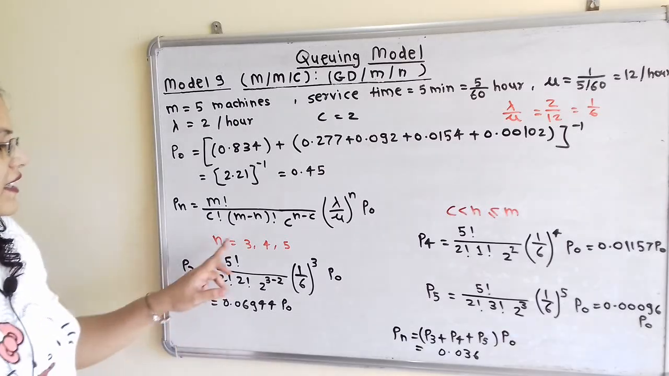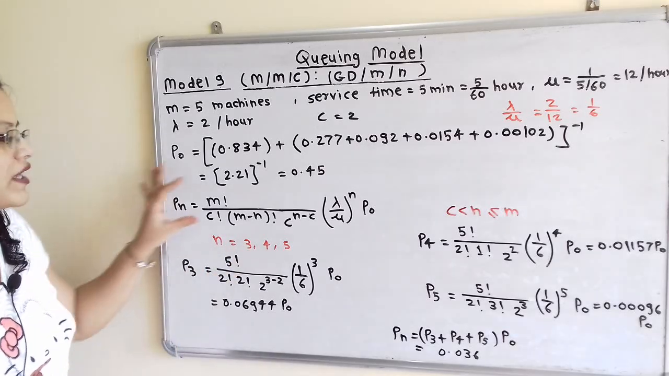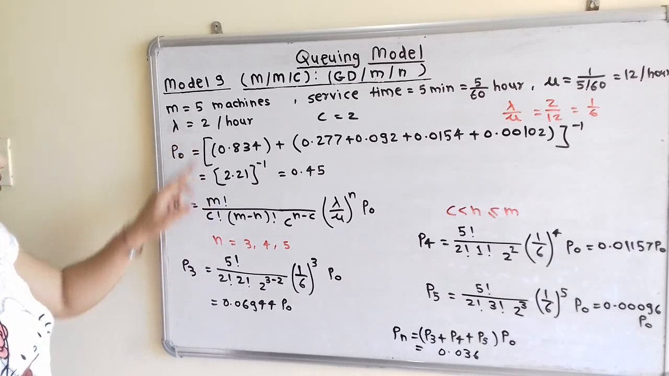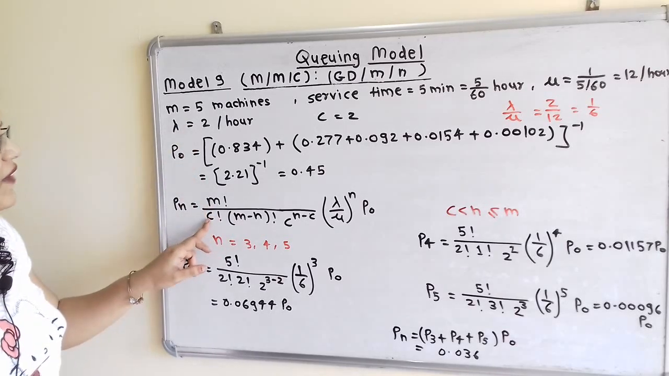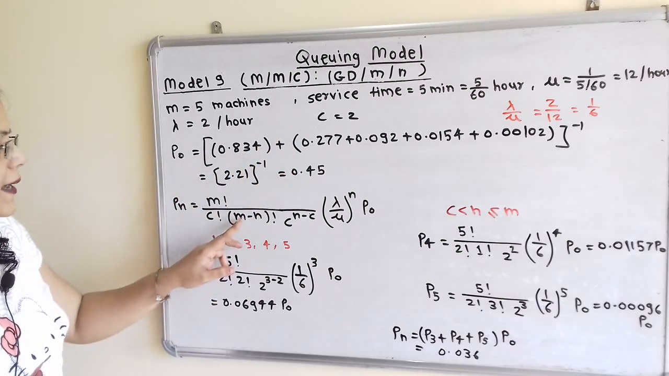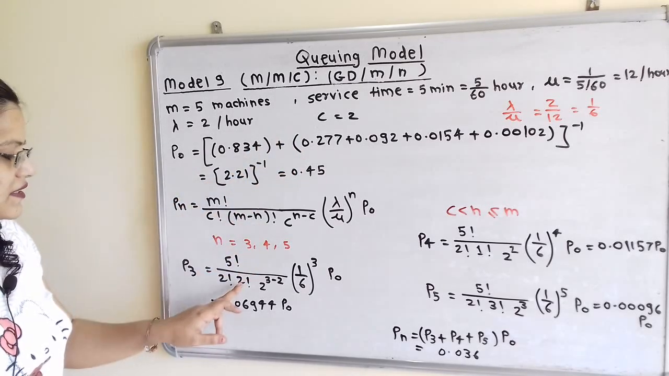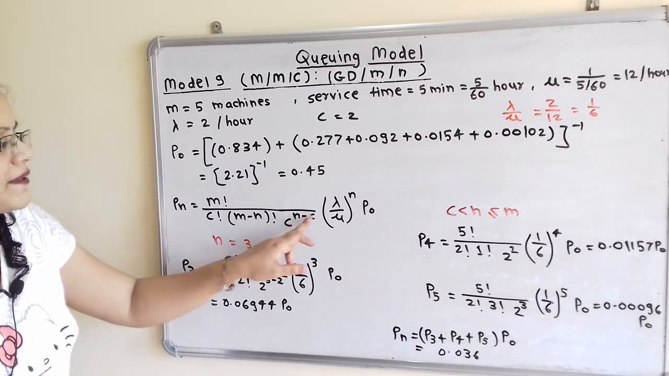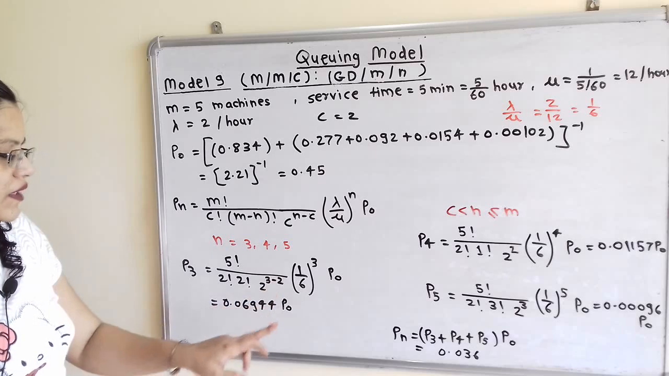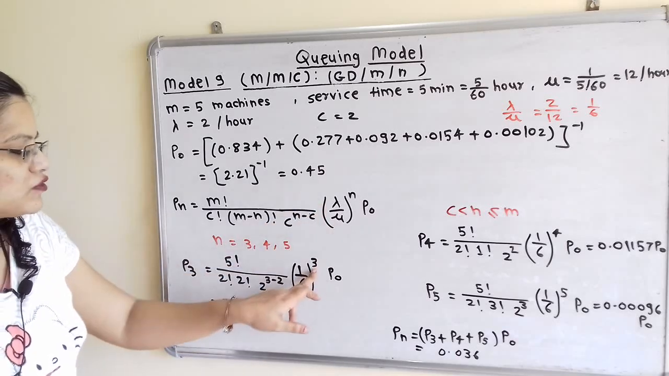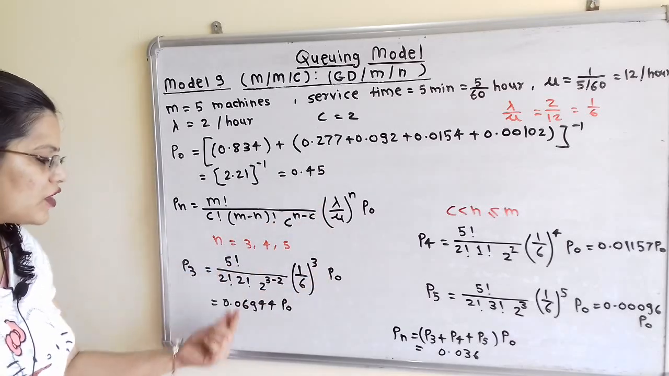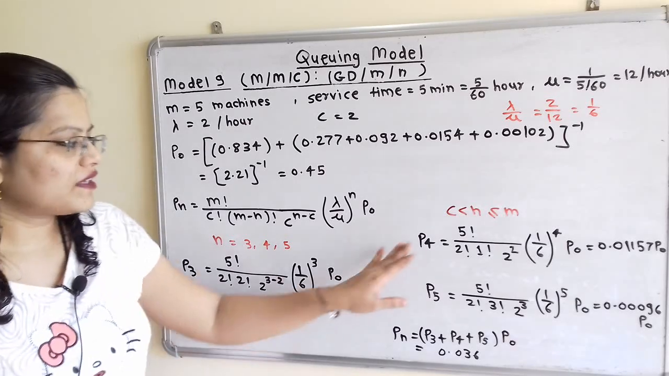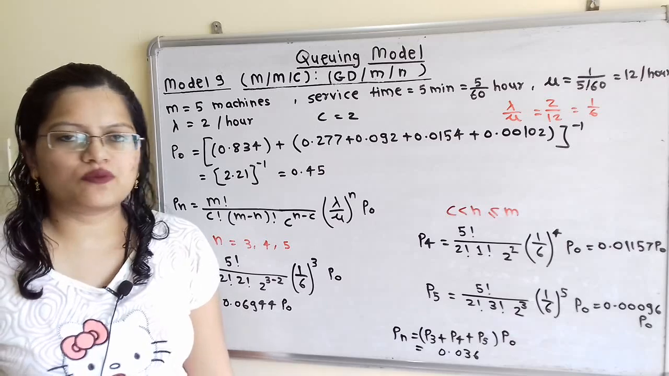Now when we take n is equal to 3, then how can we write this formula? P3 is equal to m factorial, that is 5 factorial, divided by c factorial, that is 2 factorial, m minus n, that is 5 minus 3, 2 factorial, c raised to n minus c, that is 2 raised to 3 minus 2, that is 2 raised to 1, into 1 by 6 raised to 3, P0. So when we solve this, we will get 0.06944 P0.